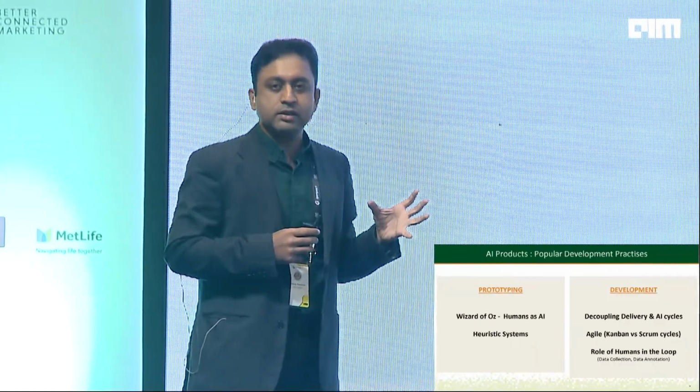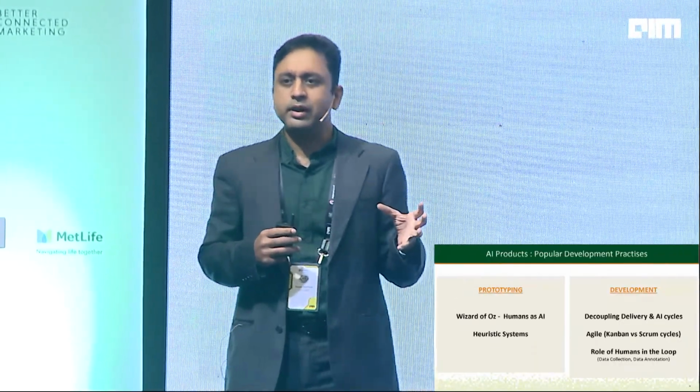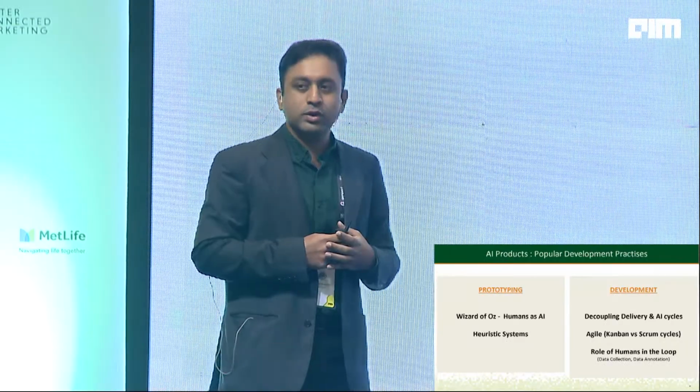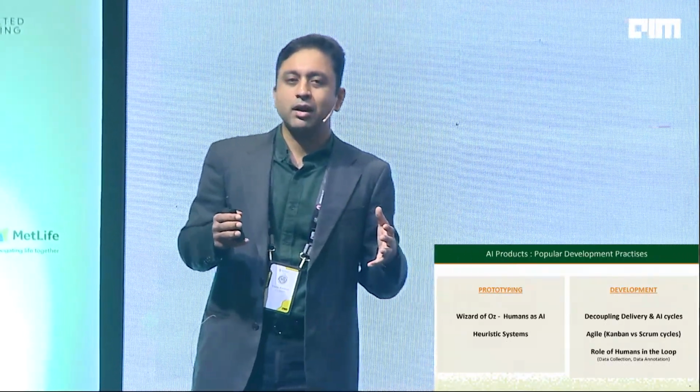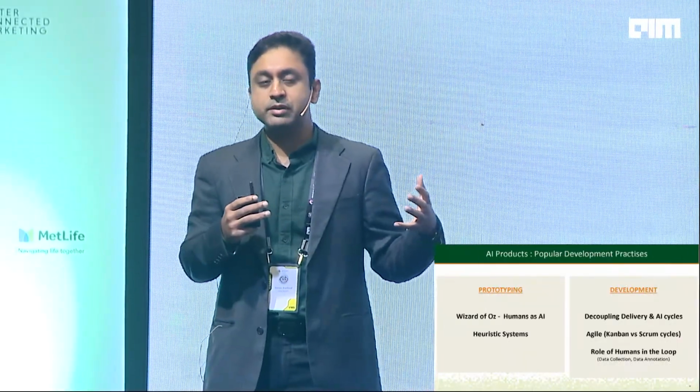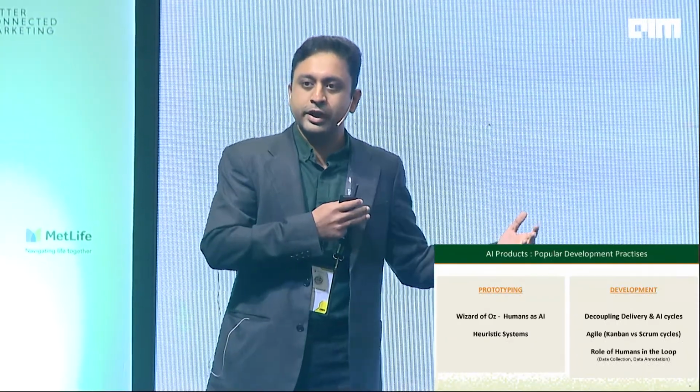What we'll also need is 2 more strategies, which are pretty common in the industry. First is what they call humans as AI or Wizard of Oz, and second is what they call heuristic systems. Now, this becomes very important because the cost of building such solutions is also pretty high. We don't want another product in the graveyard. Hence, it's important to run simple, cost-efficient MVPs. And these are 2 very efficient ways in which it can be done.